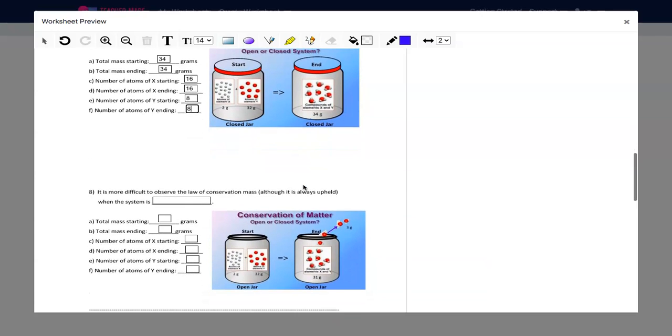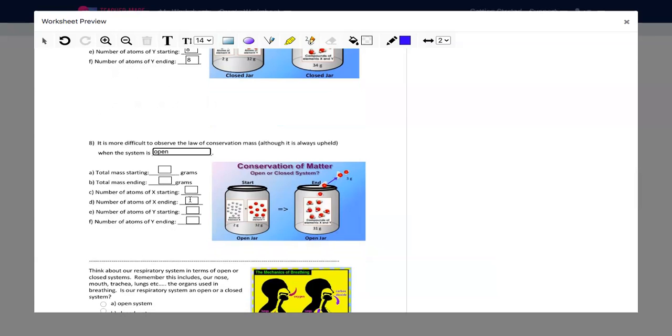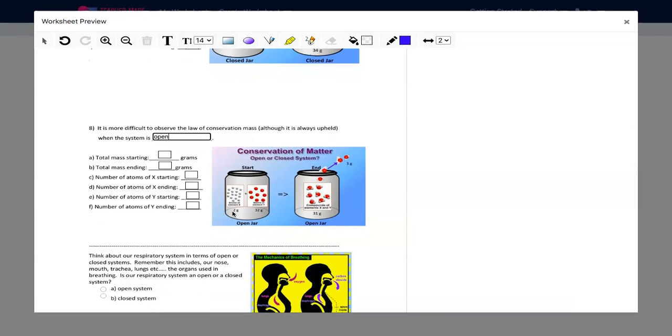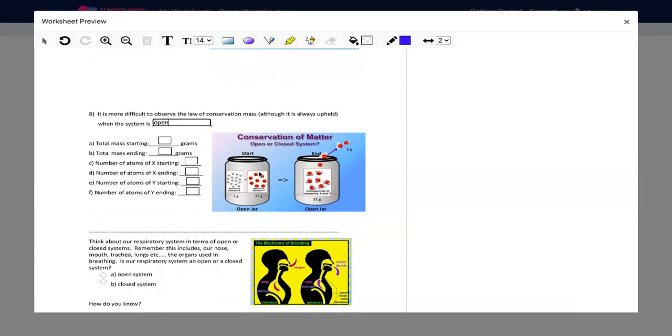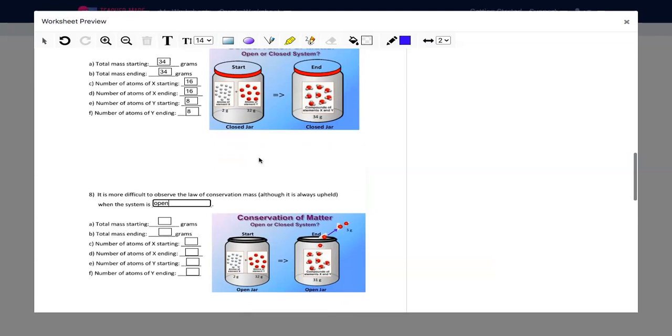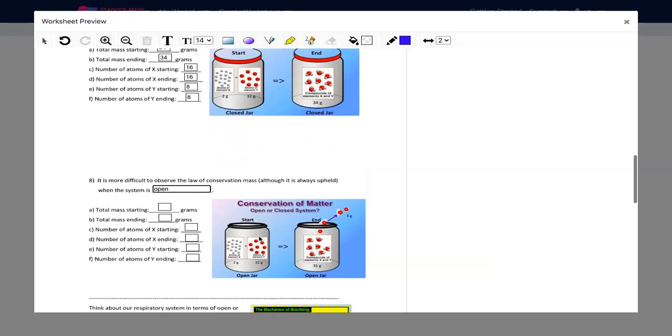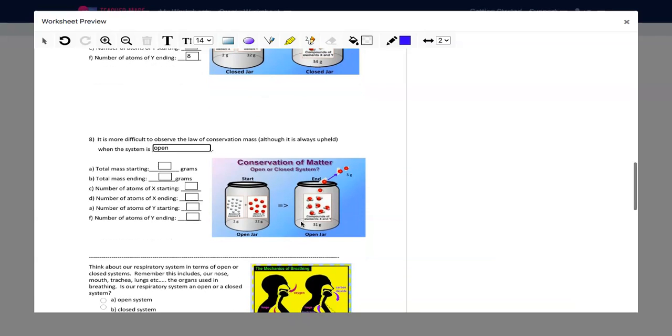However, it is a lot more difficult to observe the law of conservation of mass if our system is open. And this diagram is kind of helpful. I wish the illustrator had done a little bit better job counting their atoms, but let me help you see what they're trying to show here. So what we start with, our reactants, and keep in mind there's no lid. Notice up here there were lids. Now there's no lids, and so it's an open system.